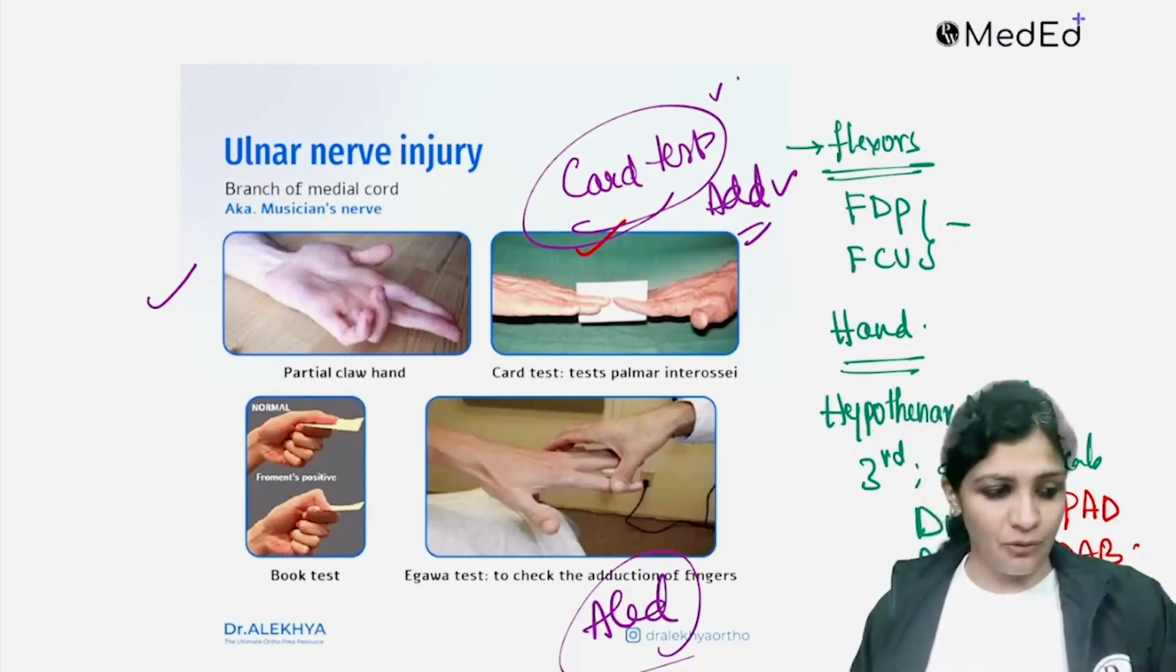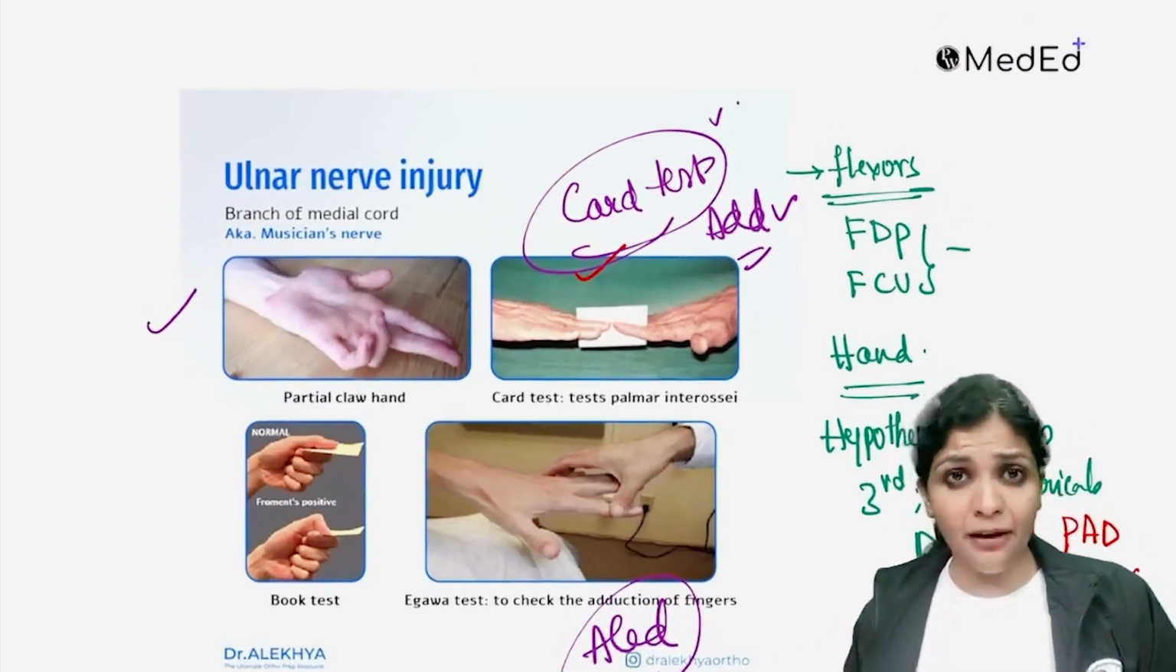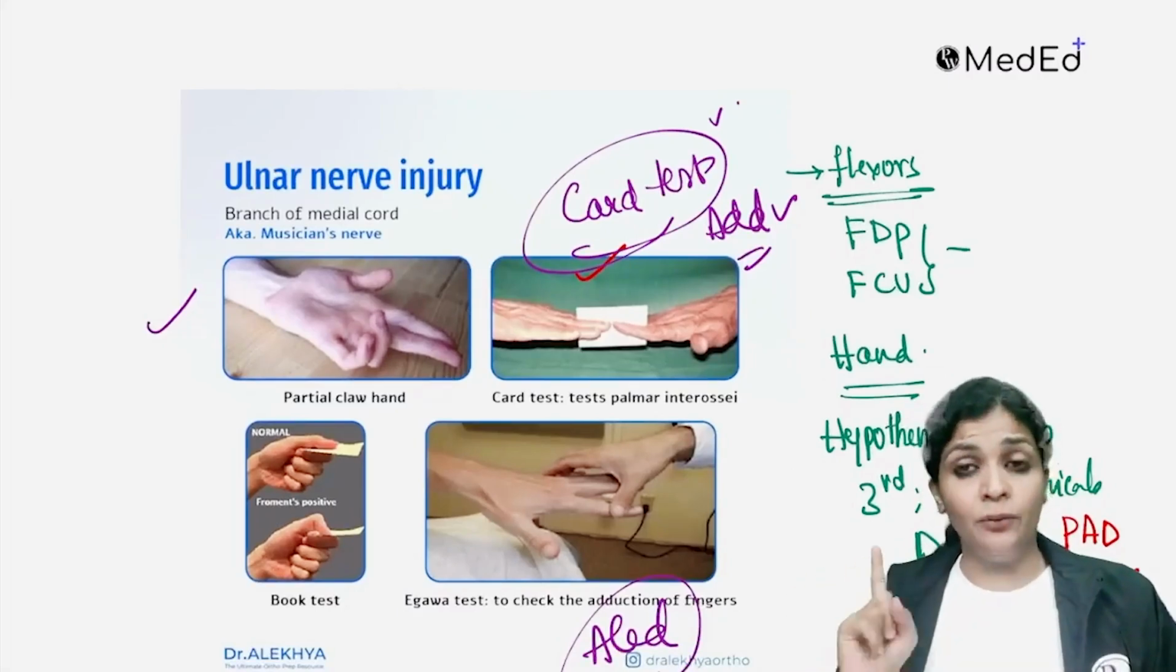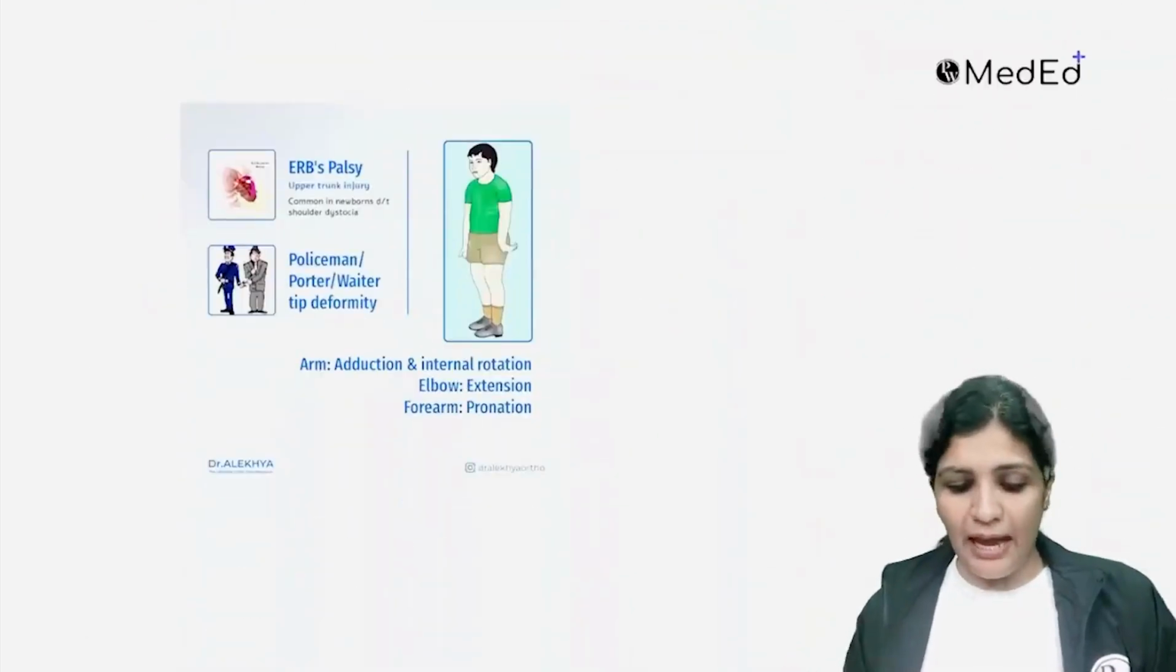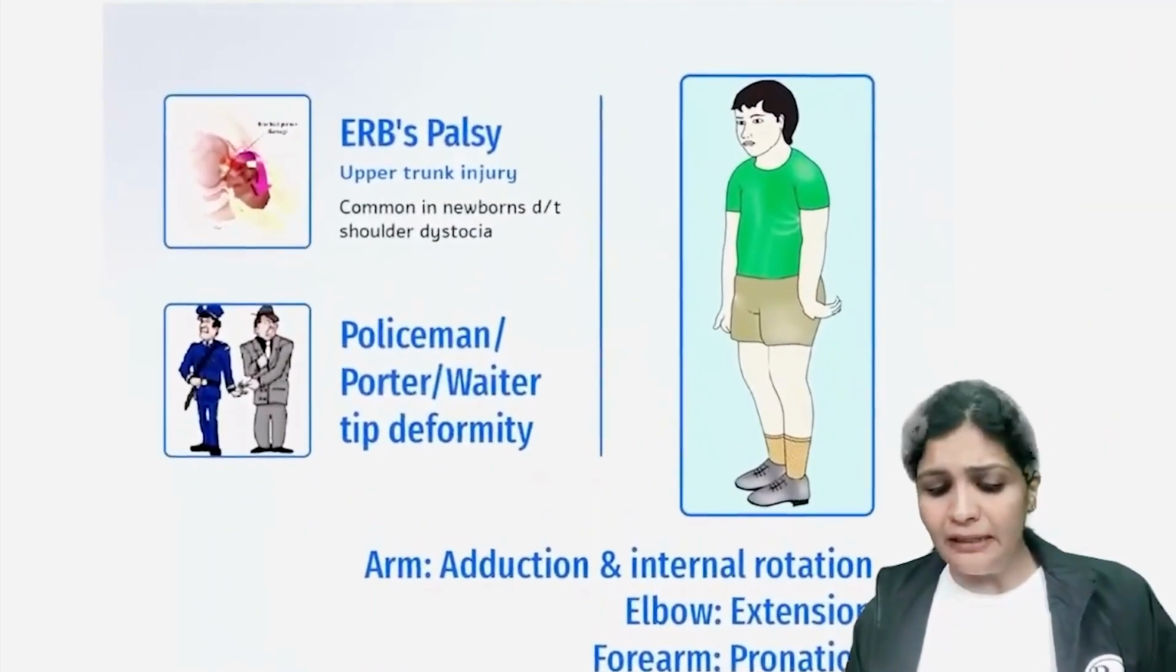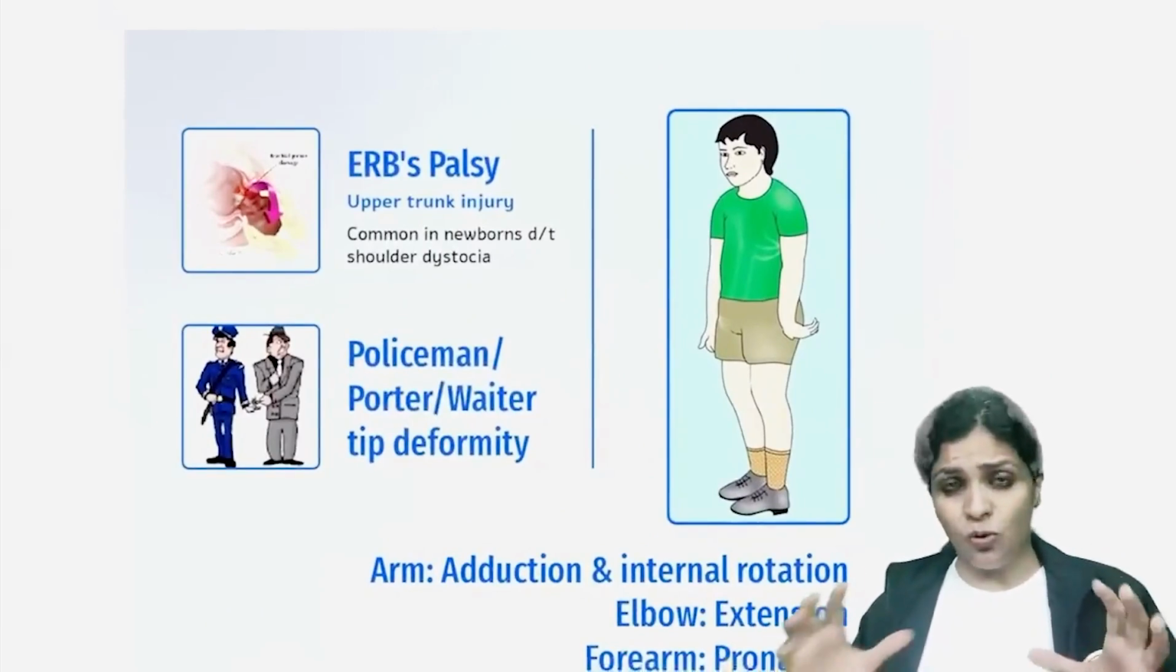So that is it about your various nerves, especially the upper limb nerves. Very, very, very important, right? And maybe Erb's palsy and Klumpke's palsy are also important.